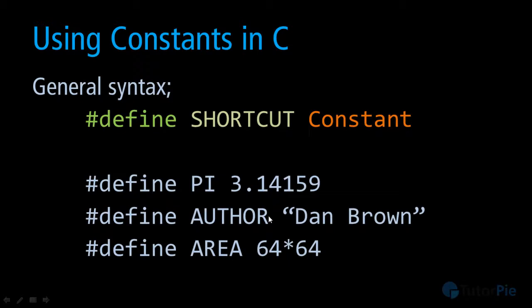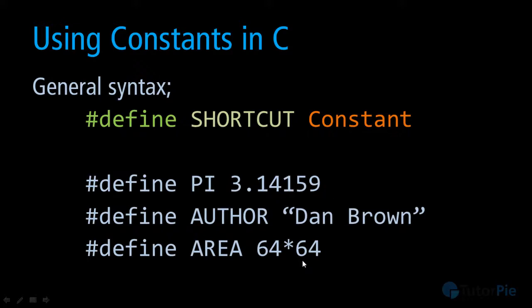Now this slide shows how constants can be defined in a C programming code. Firstly, you can see I have defined the general syntax for a constant. We use the define directive, #define, and then the shortcut for the constant. Shortcut refers to something like the name of the constant, and then the value of the constant is placed just after the name. Now there are three examples for constants.